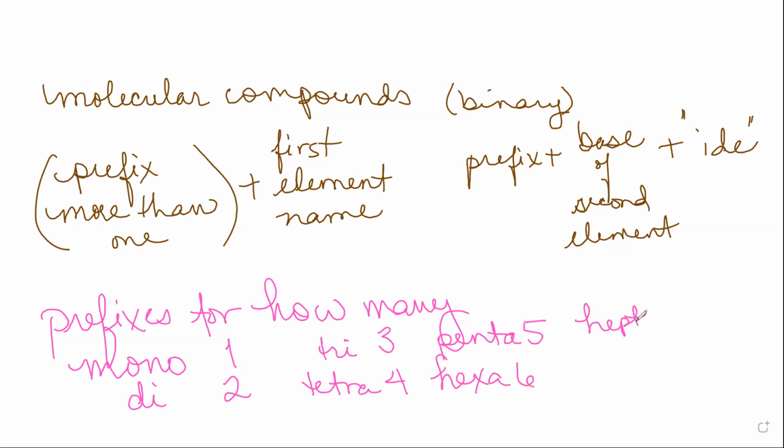Hepta, 7. Octa, 8. Nona is 9. And deca is 10. Okay, can you go higher than 10? Yes, you can. It's undeca and dodeca, but normally you're not going to see a lot higher than 10.